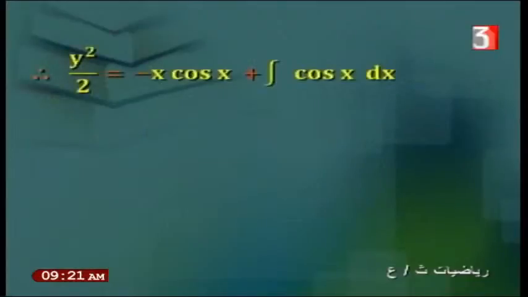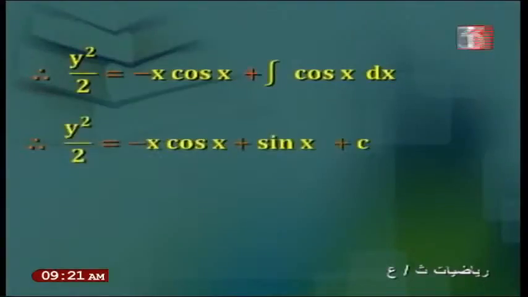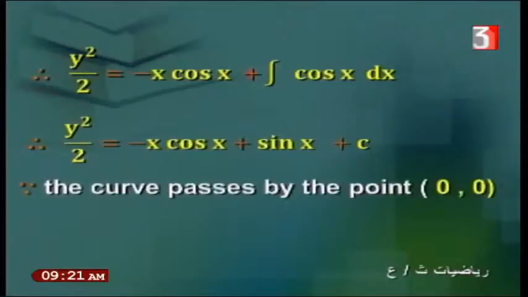The integration of the left hand side is y power 2 over 2 equals negative x cosine x plus integration cosine x dx. The integration of cosine x dx equals sine x, then y power 2 over 2 equals negative x cosine x plus sine x plus the constant c. Now, what is the value of the constant c? Since the curve passes by the point 0, 0, then when x equals 0, y equals 0.